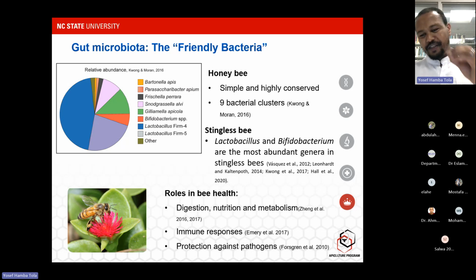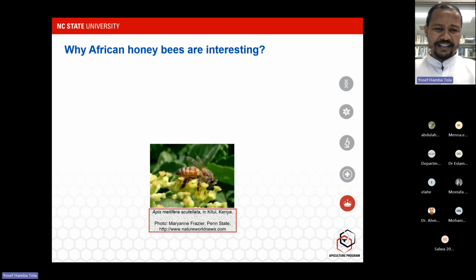So each of them is contributing different roles in the honeybees. For my study, I'm focusing on the African honeybees and African stingless bees. So why are these African honeybees interesting?